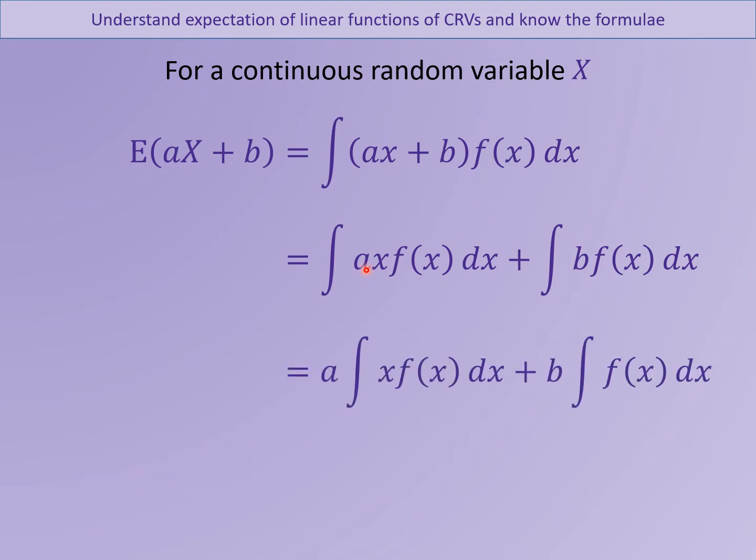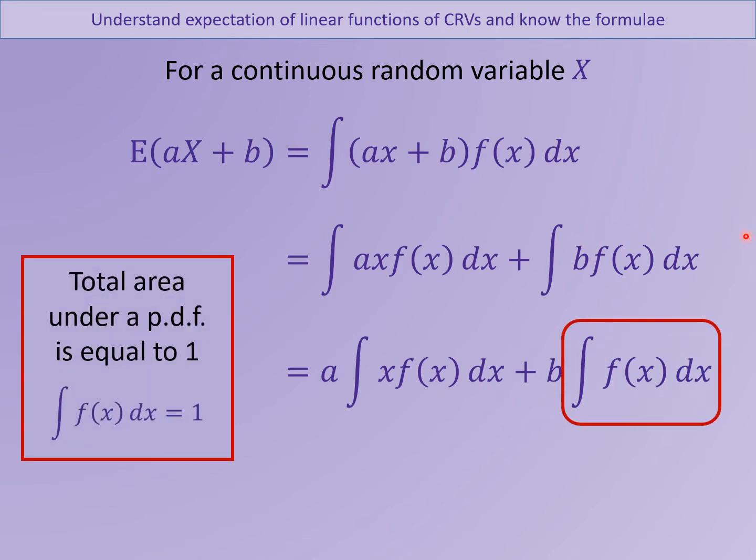Now, because a and b are constants, these can be pulled to the front of the integral. However, anything involving x must stay inside. So we're left with a times the integral of x f of x dx plus b times the integral of f of x. Now we know that this part here, the integral of f of x, must equal 1, assuming that the integral has been taken from negative infinity to positive infinity. This is because the area under a PDF is always equal to 1.